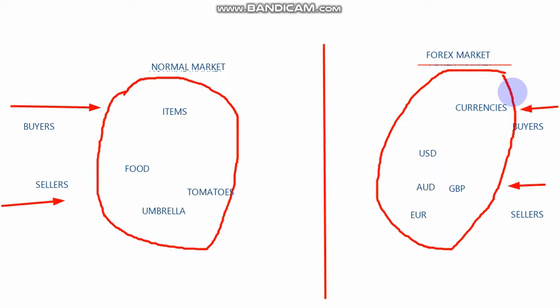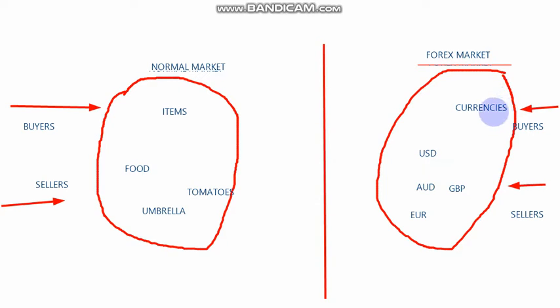But in the forex market, the only difference is that in the normal market we have commodities like food, tomatoes and all that, things that we can use in our day-to-day life, normal things that we use in our houses. But in the forex market, we don't deal with things, we don't deal with food, we don't deal with items we can eat, we deal with currencies. That is why we call it forex trader. When you trade all these currencies, we call you a forex trader, because forex is simply the combination of currencies.